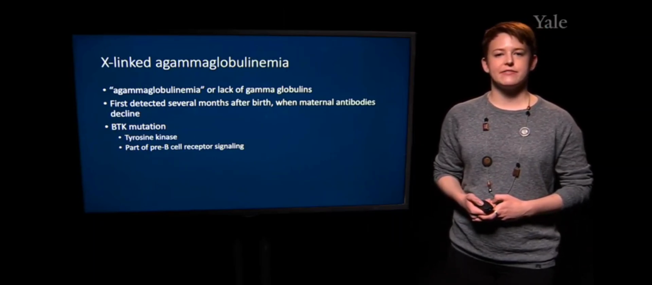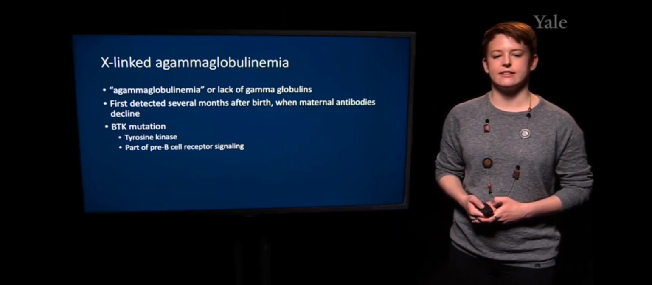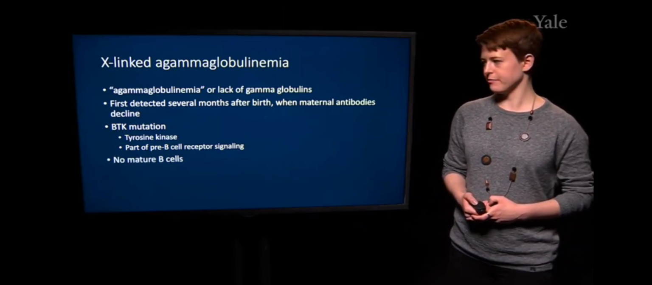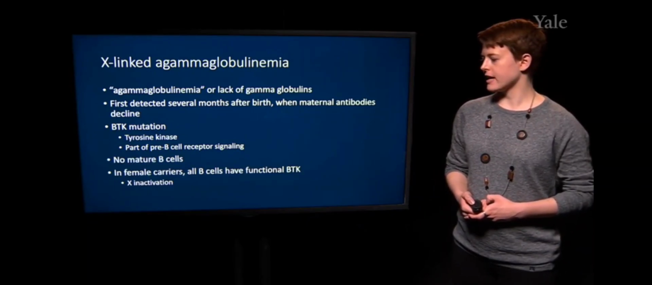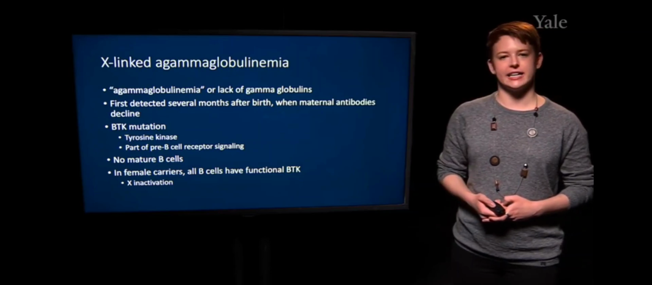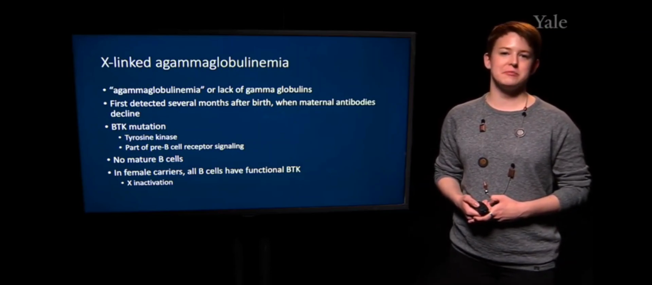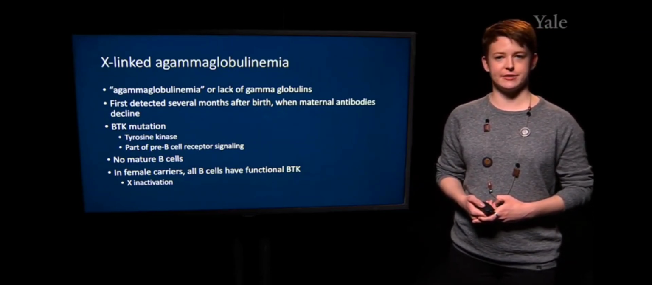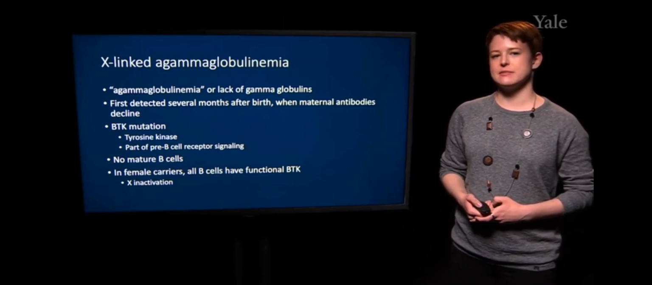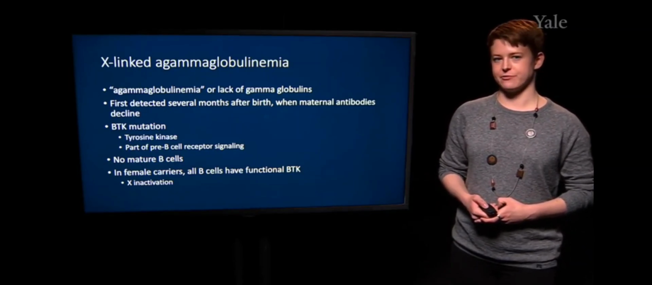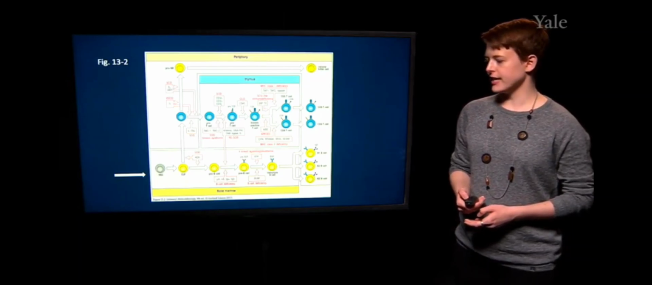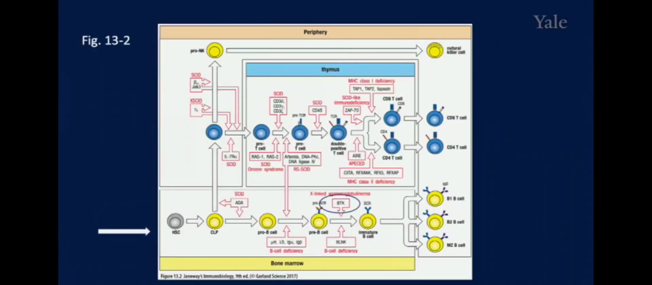And so if this signaling is disrupted, then B-cells cannot mature. And in female carriers, interestingly, all B-cells actually are functional. And this is due to X inactivation. So here you can see on this same pathway, we can see where BTK is important. And so if BTK is not functional, the B cells cannot progress.